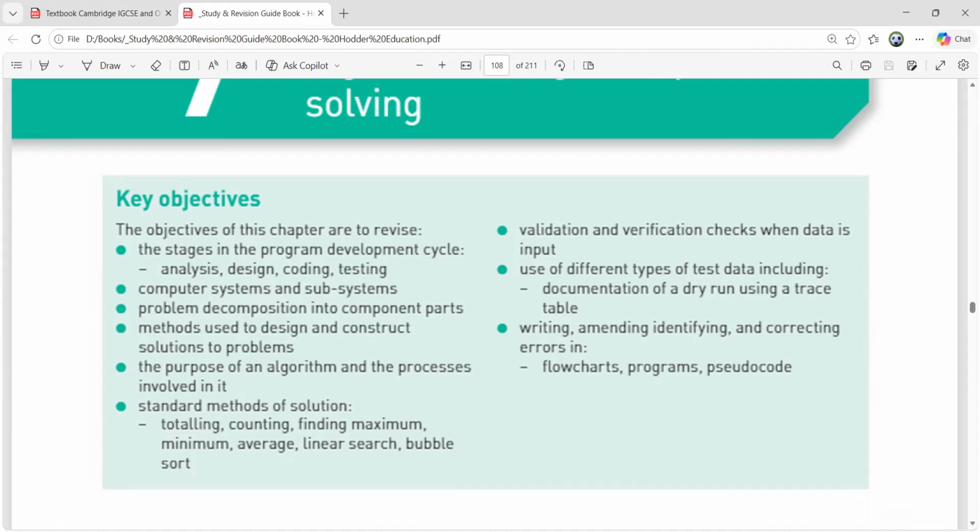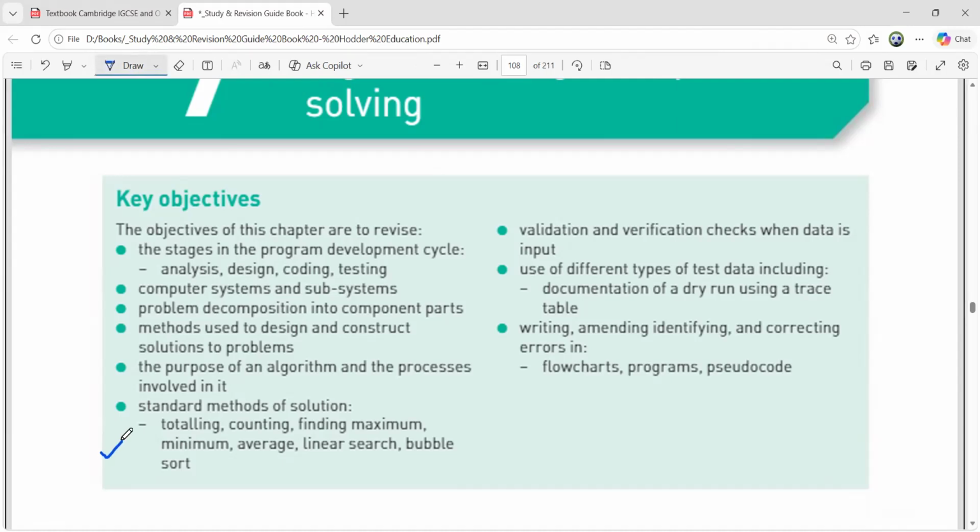We are going to talk about standard methods of solution, which are totaling, counting, finding maximum and minimum, average, linear search, and bubble sort. And be very, very attentive, because a question can come in the paper asking which standard method of solution is used in your given code. Validation and verification, very important with respect to your exam, will be discussed, inshallah.